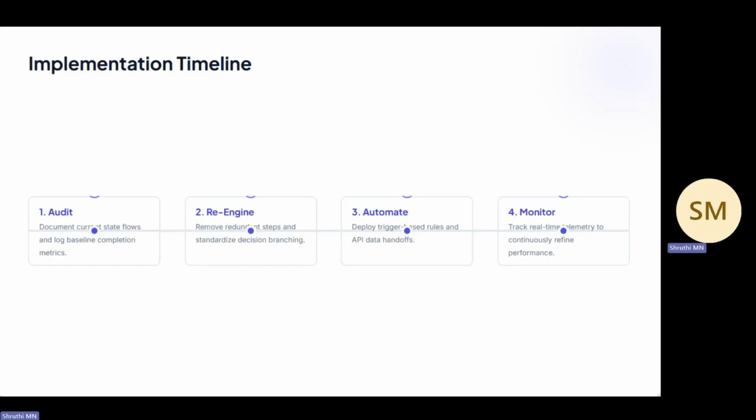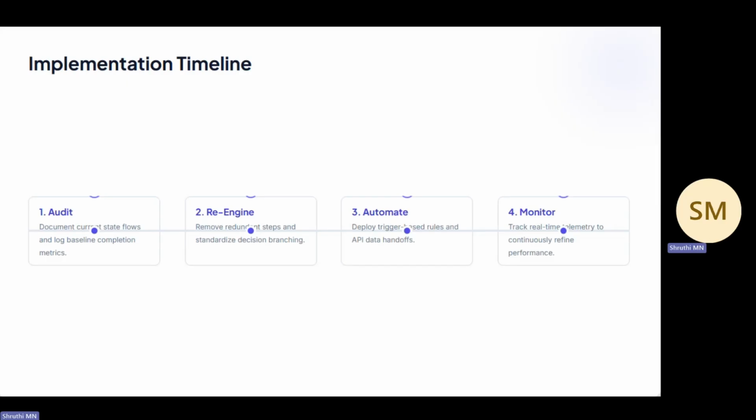Implementation timeline. Now let's see how we can implement flow optimization step by step. There are four stages. Audit. First, understand and document the current state flow. We also need to establish baseline metrics. Stage 2, re-engineer. Next, remove redundant steps and simplify decision branching.